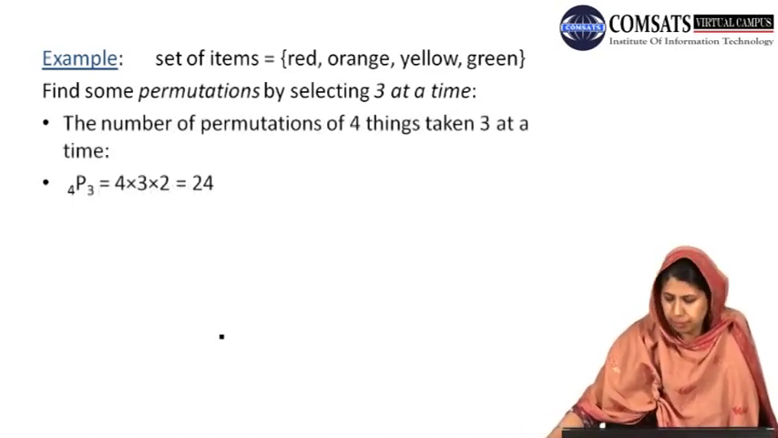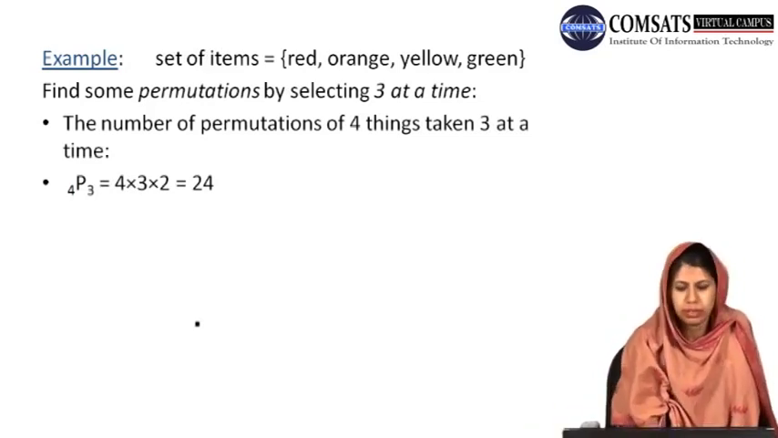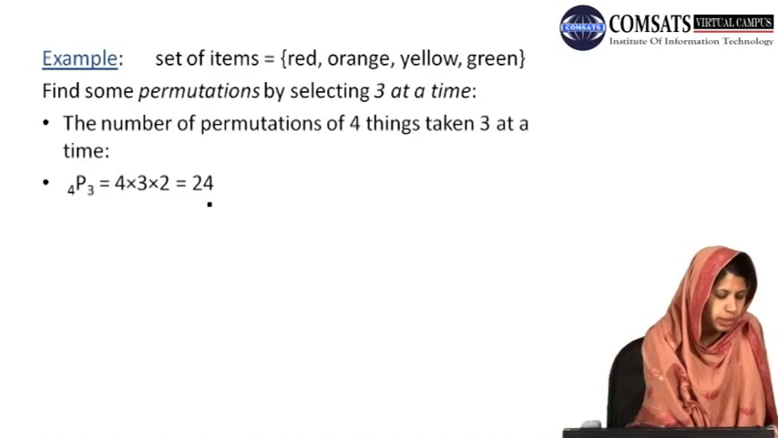Now the same example, that is the set of items, we have 4 and we are taking 3 at a time, so the number of permutations is 24.